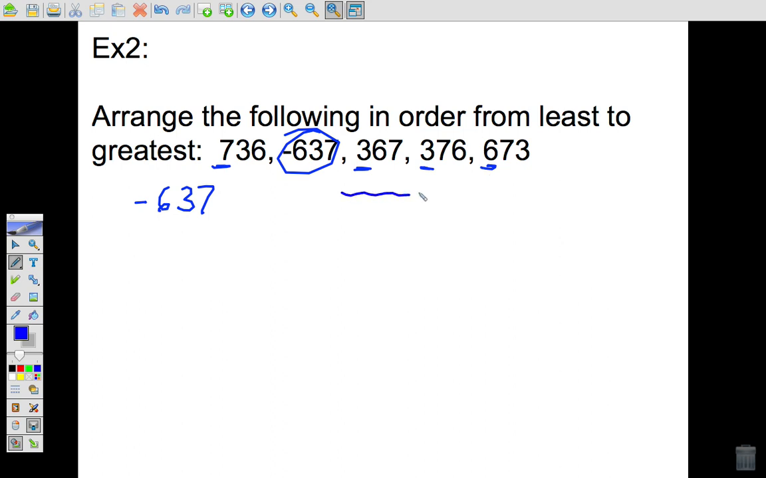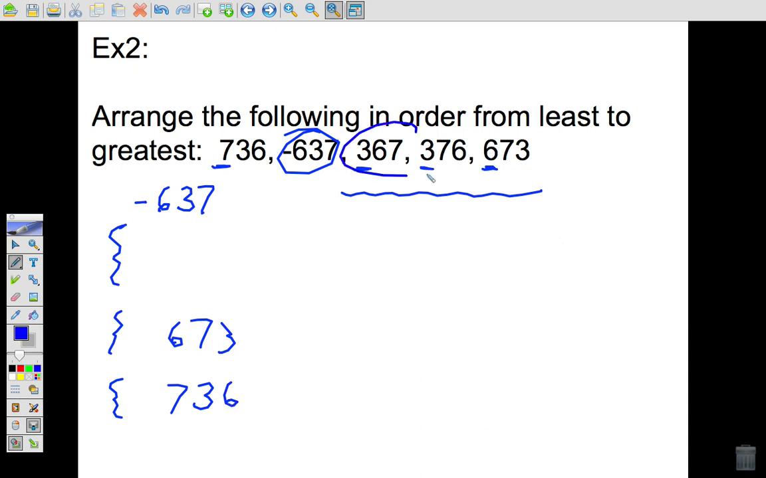Now I got to determine which is next, and I made a mistake there. I actually have a number in the 600s there, don't I? So my numbers in the 300s would be next here. I'd have 2 of them. Then I'd have my 600 number, which is 673. And then I'd have my largest number, which is 736. So now I've got to figure out what's next here. What number is smaller? Well, this is 367, this is 376. My 367 would be my next largest, and then my 376.